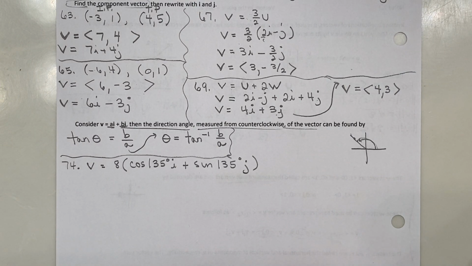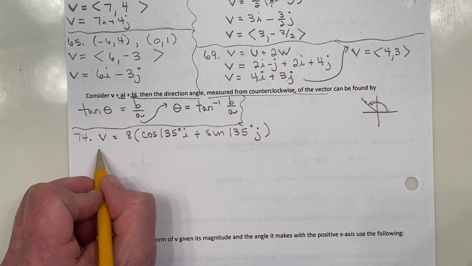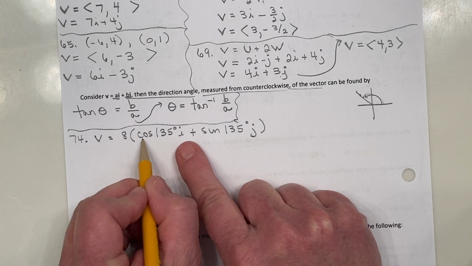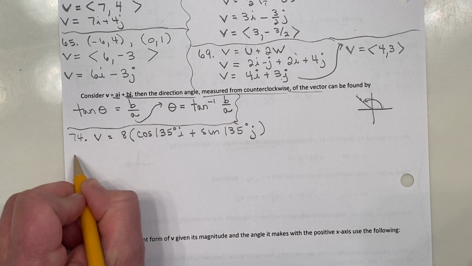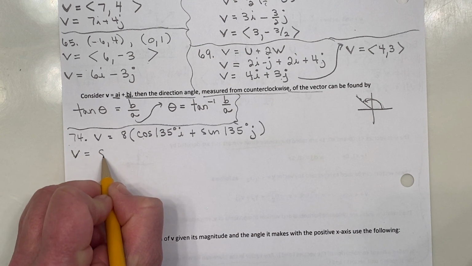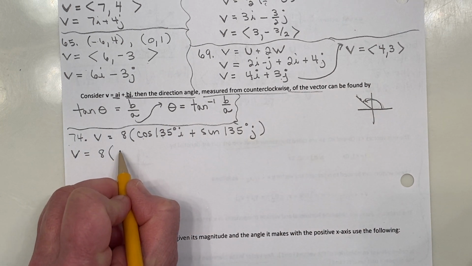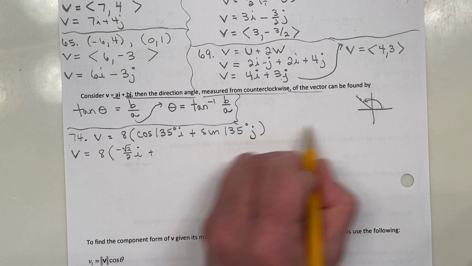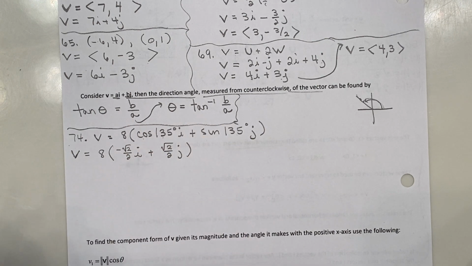So let's find the magnitude and the direction angle of vector v. I know the direction angle is 135 degrees. I'm done. But to find the magnitude, I need to know what these numbers are from the unit circle, multiply by 8, and then use my magnitude formula. So let me do a little cleanup. Cosine of 135 degrees, if you go to your unit circle, should be negative square root of 2 over 2 times i, plus the sine, the y-coordinate at that same angle, which is positive square root of 2 over 2 times j. So I just simplified them.